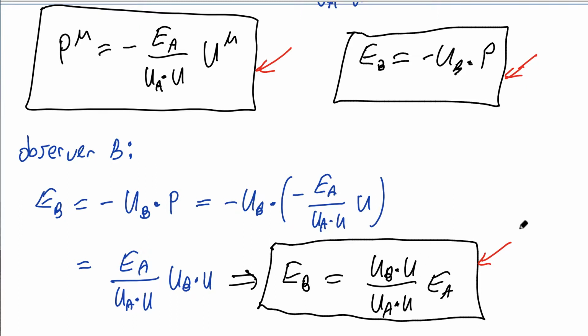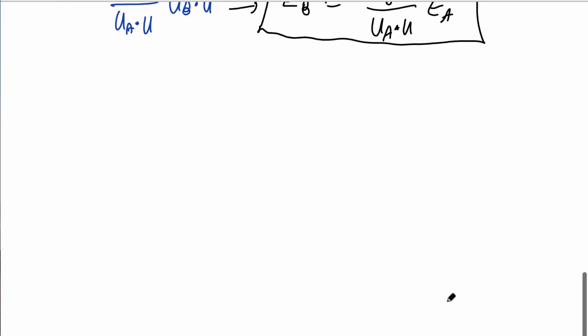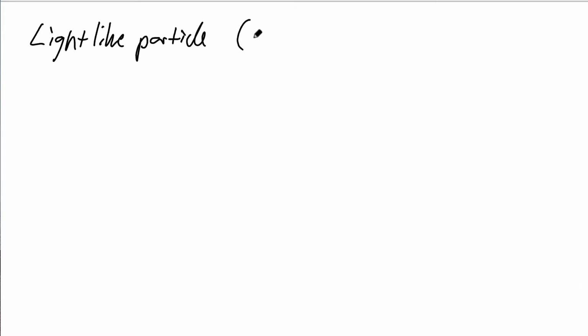But the advantage of writing these expressions in terms of an arbitrary observer A, who is not necessarily co-moving with the particle, is that these same relations hold also in the case of a null particle, a light-like particle. The only difference between the time-like case and the light-like case is that in the light-like case we don't have the option of having our observer A co-moving with the particle. So let's shift our attention to the case of a light-like particle, or a null particle, so a photon.